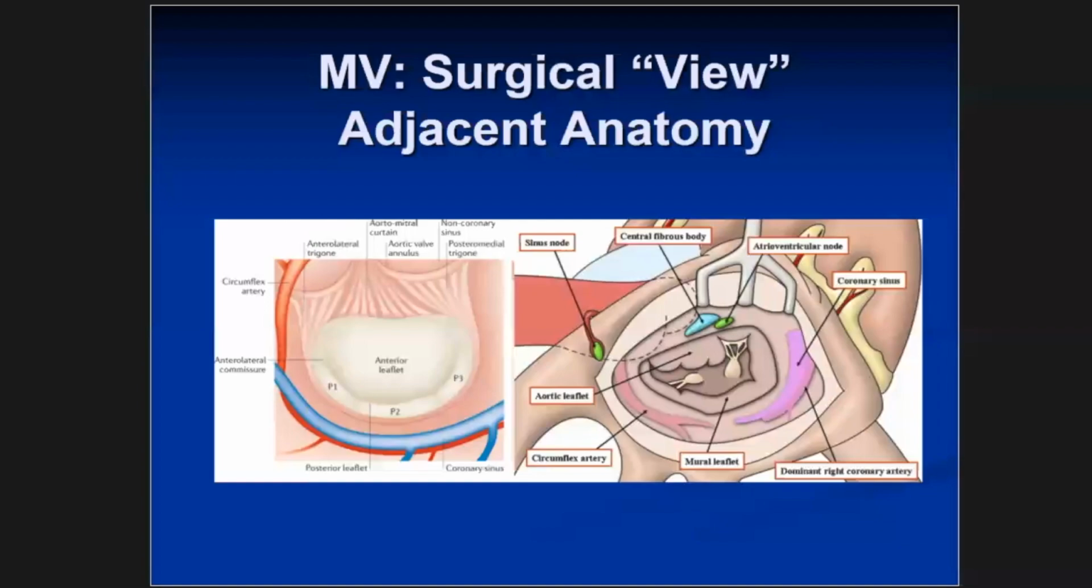Back on. Thank you. So when we look at it from a surgical perspective, and in these images, the superior vena cava is going to be to the right of the screen, the inferior vena cava to the left, and we're looking through the left atrium itself. In addition to the mitral valve itself, we have to be aware of the adjacent anatomy, that of the aortic valve, and particularly the non-coronary and left coronary cusps, the circumflex artery, the coronary sinus, and the conduction system.